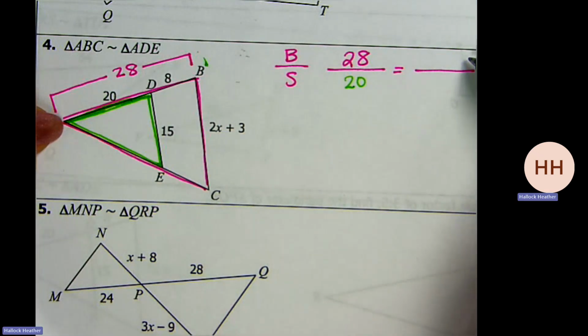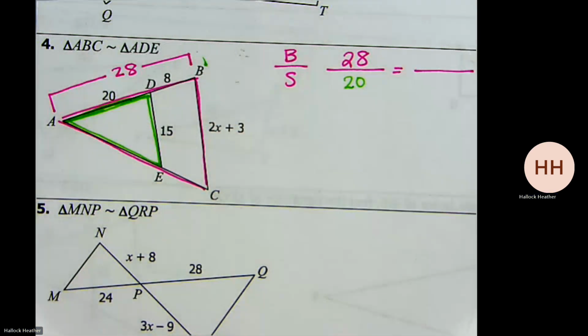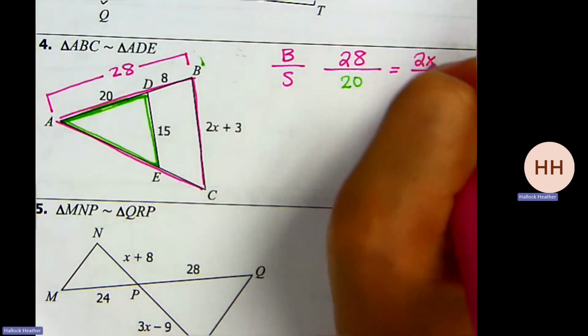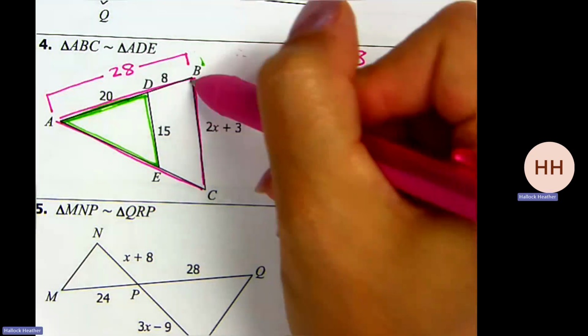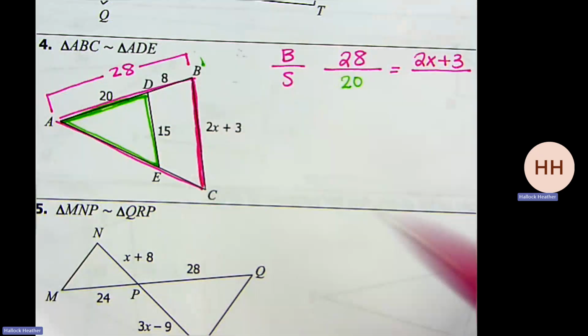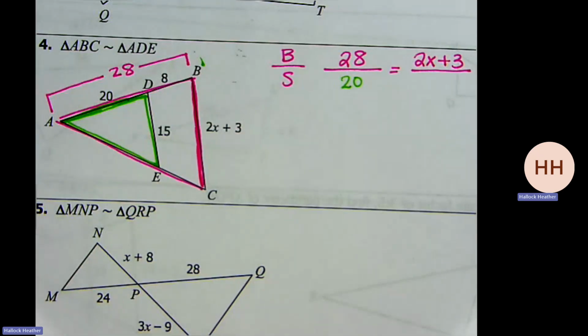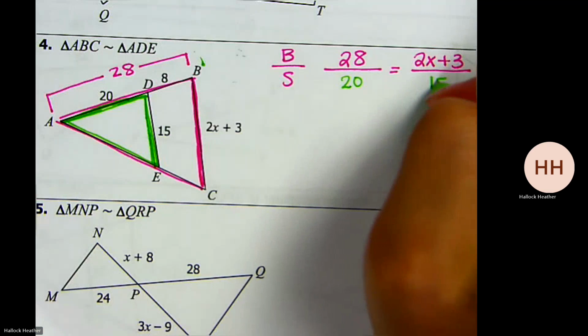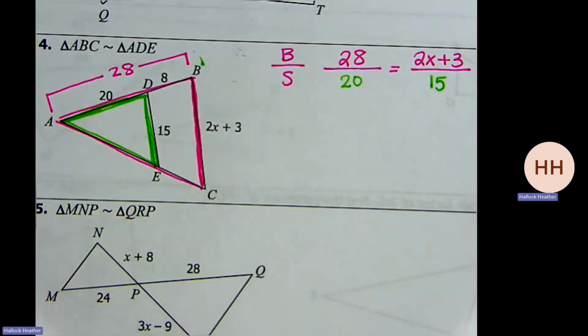Now on the big triangle, what's left that has to go up top that I haven't used yet? 2x plus 3. Perfect. So this is this side on the big triangle. What's the corresponding side on the smaller triangle? What side matches that? What am I going to have to use? 15. So 15's right here. And then you would cross multiply and solve for x.